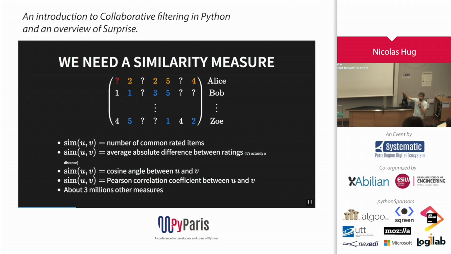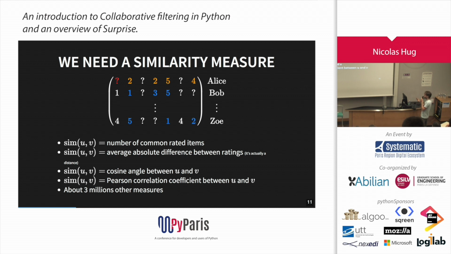If we take a look at the rating values, we can see that Alice and Bob are actually really close. 2 is close to 1, 2 is close to 3, 5 is equal to 5. So Alice and Bob are fairly similar. But Alice and Zoe are quite different on their rating. They usually disagree on the rating values.